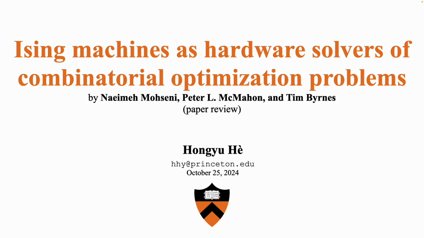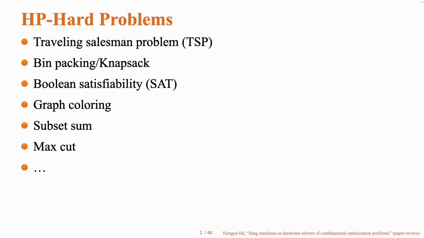The title is "Ising Machines are hardware solvers of combinatorial optimization problems." In computer science, we have a lot of NP problems, and they are really valuable, but they are really hard, meaning that they require an exponential amount of time in terms of complexity classes to solve. But they are also once and for all, meaning that if you solve one of them, you can map the solution to that problem into solving other problems.